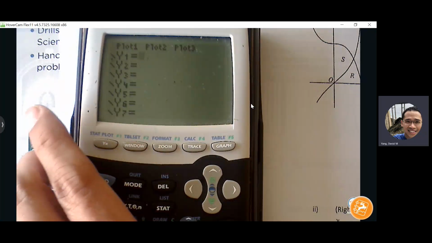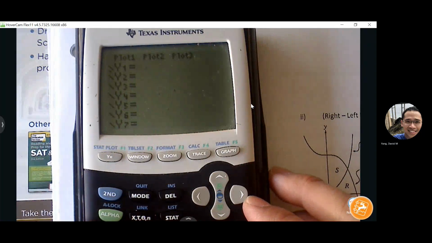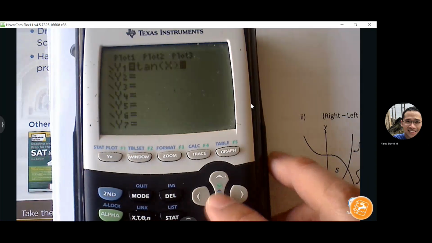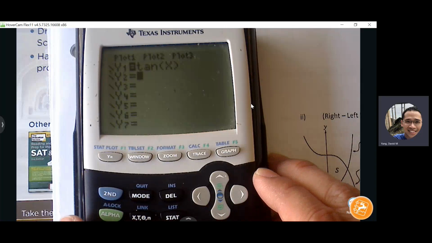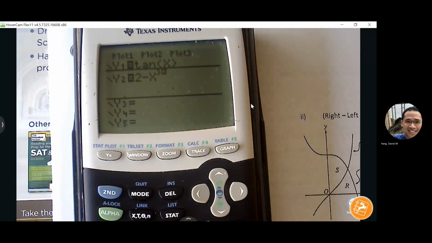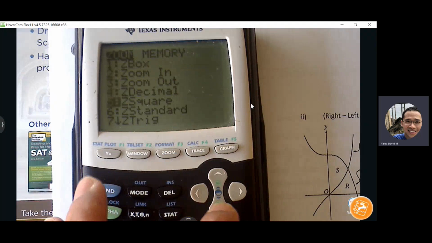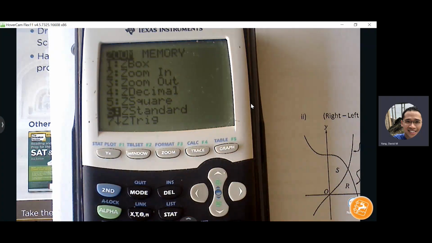Okay. So let's go ahead and type these functions, and we have y equals tangent of x. And then under y2, I'll put 2 minus x cubed. Now, we can adjust the windows later, but right now, if you go to Zoom 6, it'll get you a negative 10 by 10 window. And it may be too zoomed out, but we'll deal with that when we get to it. So go ahead and hit Zoom 6.